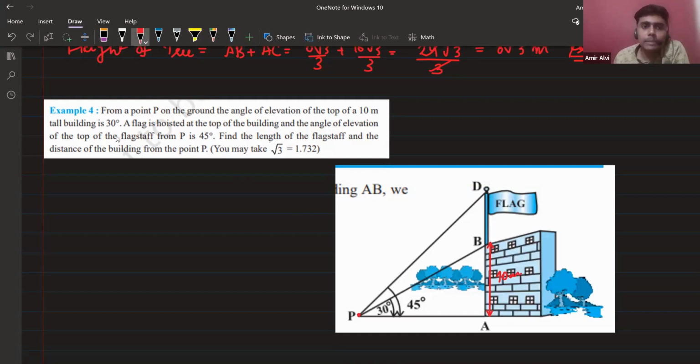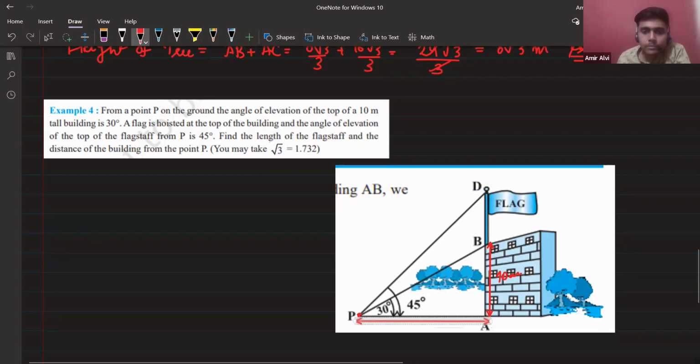And there is a flag staff. Basically, you can see that on some buildings, or national buildings, a flag is hoisted. On the building, there is a flag staff. And if you see that flag, the angle made at point P will be 45 degrees. We need to find out the length of the flag staff and the distance of the building from point P.